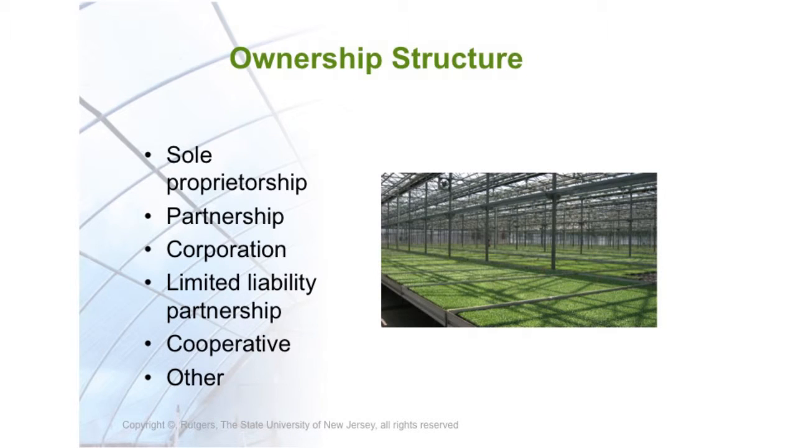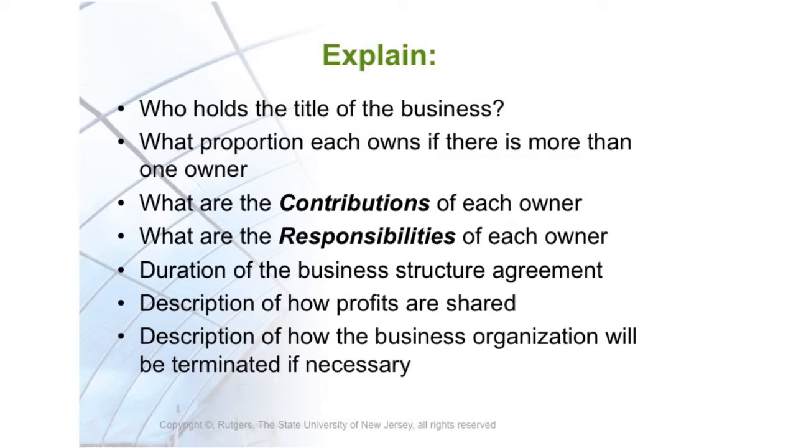Then we need to talk about ownership structure. There's sole proprietorship, partnership, corporation, limited liability partnership, and/or limited liability corporation. That's becoming very popular with farmers. And cooperative, and there's a few others. And you can also be a subchapter S corporation or just a regular C corporation. Those are things you might want to work out with your accountant and other people in your business, what's most useful for you. Then you need to explain who holds the title of the farm.